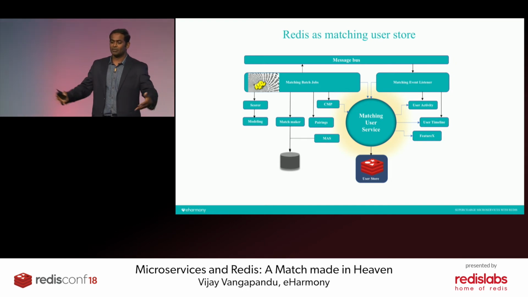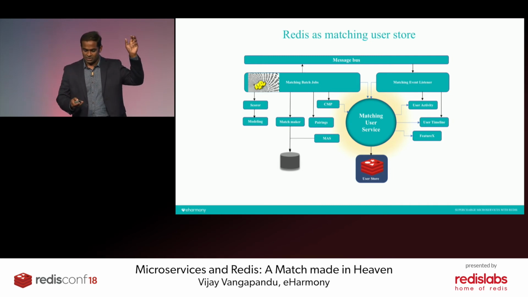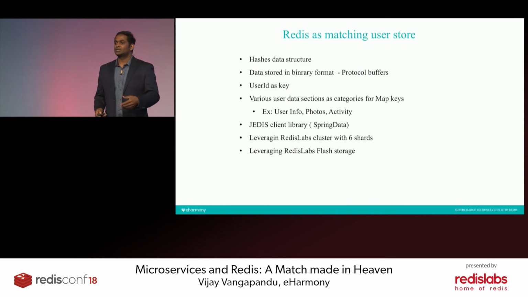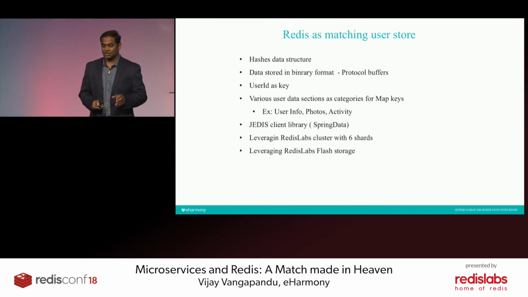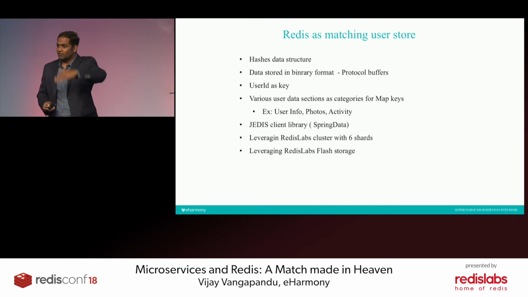We run through all these data points and generate. Okay, so let's talk about how we did it. In Redis, we are using the hashes data structure. You have the user ID, and then you have the different sections of your data as your secondary key, like for hashes.